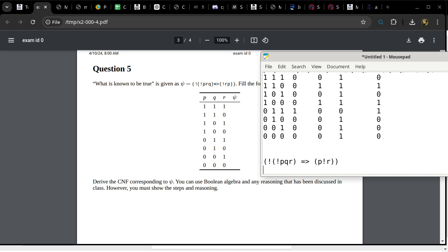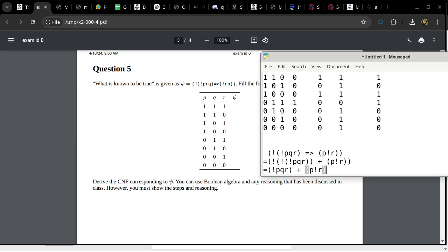Okay, so we look at this, and then we get rid of the implication first. Okay, so we have the negation of not P and R and Q and R, or P and not R. And then we have double negation. Okay, so let me point out the double negation. Those are double negations, so we can simplify that. So we have not P and Q and R left, and then or P and not R.